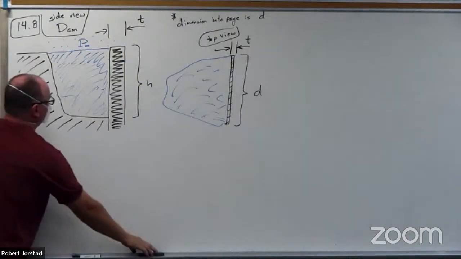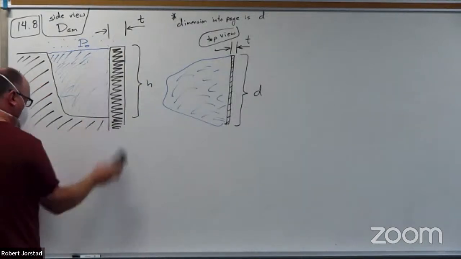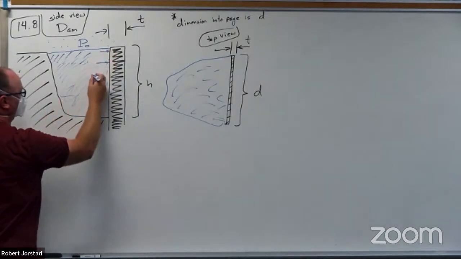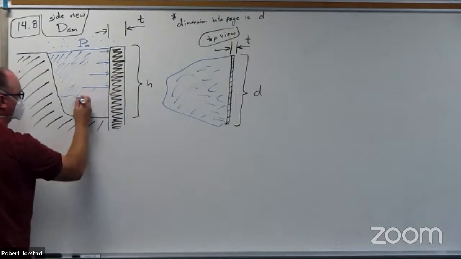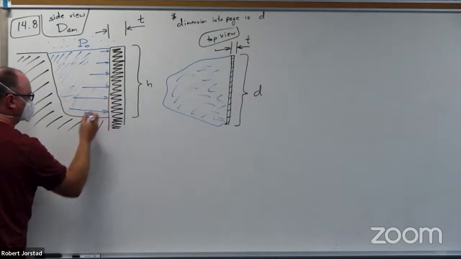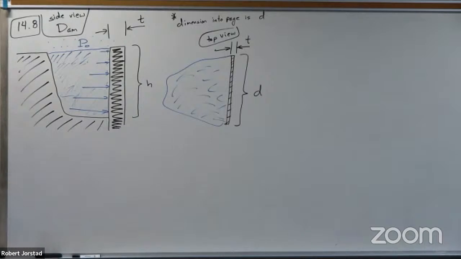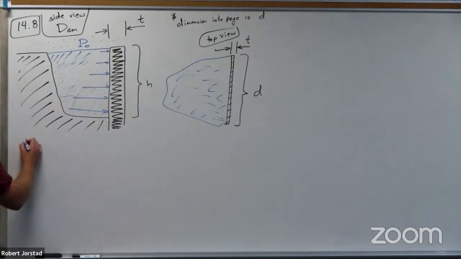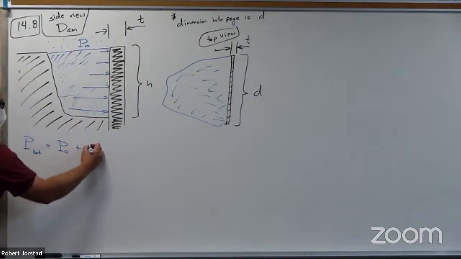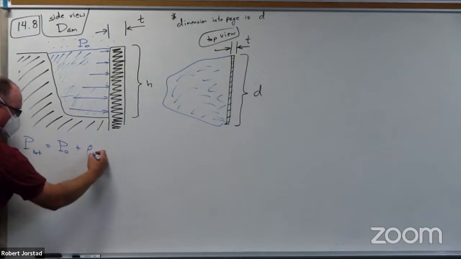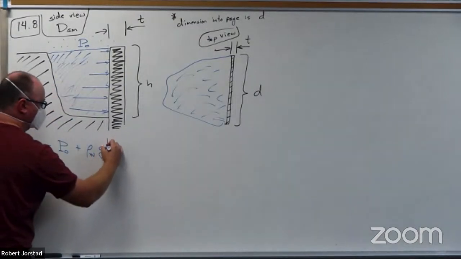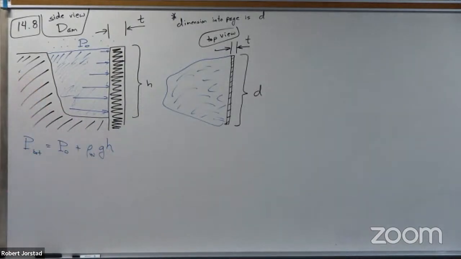As you go deeper underwater, the pressure should increase. And that's the pressure in every direction. Let's determine the pressure at the bottom. The pressure at the bottom should equal the pressure at the surface plus density of the water, because that's the fluid here, times G times H, the depth of the dam.